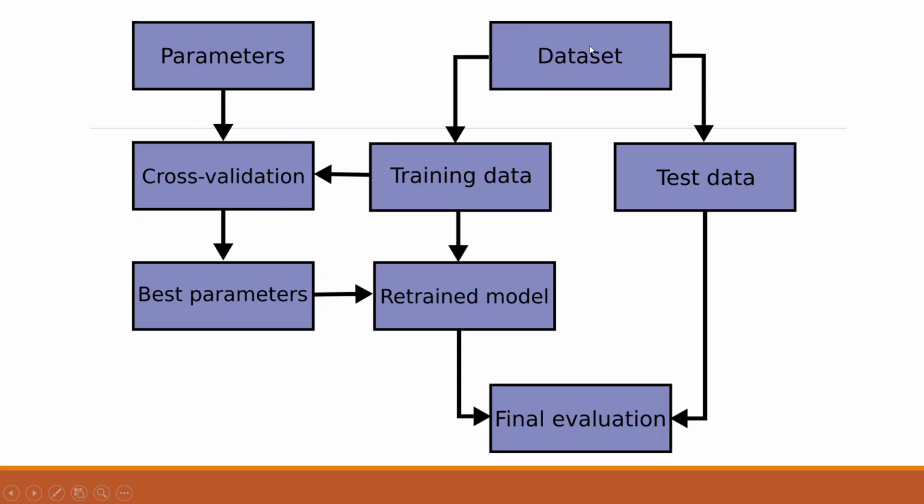If you consider this to be the data set, we will split the data into testing and training. The training dataset will go for the cross-validation, where the parameters will be introduced and it will select the best parameters, and they will be reinserted in the retrained model. After this, the model will be sent for the final evaluation, where the testing data will be fed to this mechanism. So the evaluation will be done on the test data.